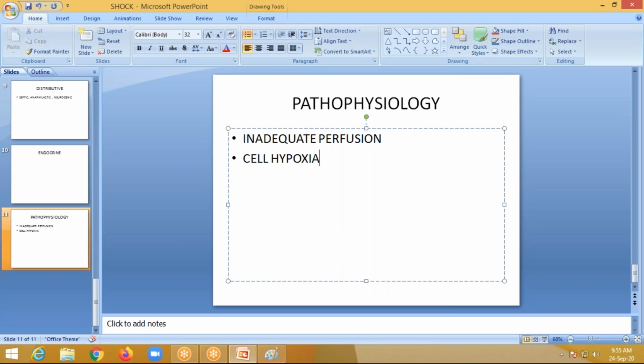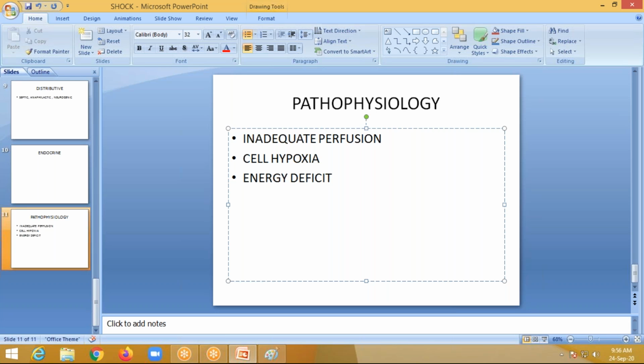Okay. So this is the main concept, pathophysiology. If you understand this, the crux of shock will be understood with this one slide. Inadequate perfusion, just see, there is an arrow in between these two. Inadequate perfusion leads to cell hypoxia, and which leads to energy deficit.